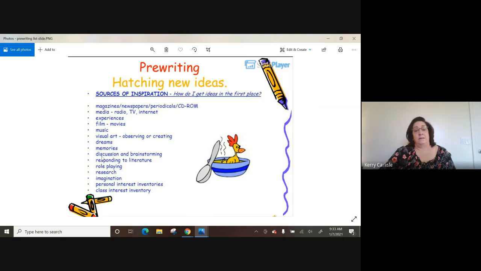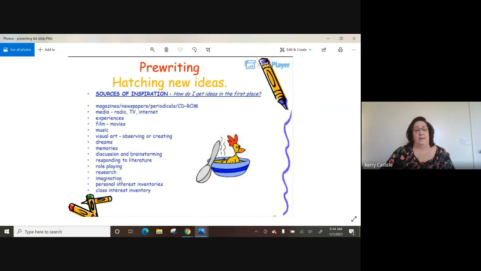And discussing and brainstorming with other people is another way. When we get back into class, and even on Thursdays, we'll do a little of that practice. Responding to something that you read and role playing, you kind of like, gee, I wonder what would happen if I was this chicken in this bowl of soup, what if I were that person? That's role playing. How would I act? What would I say? Even research, if you're interested in something like penguins or the history of popcorn, research can also be a way to inspire you to write.